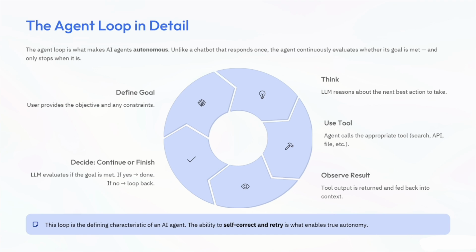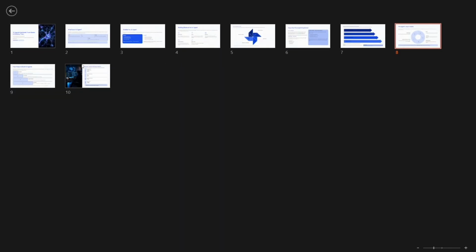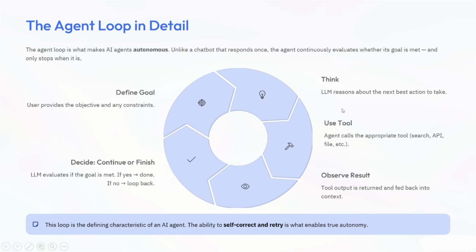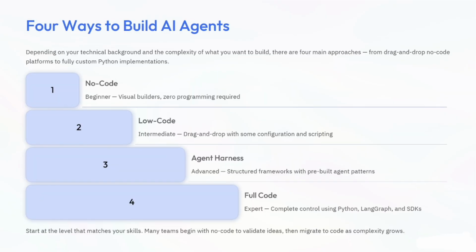So this is the whole process. You can completely observe this thing. Think, use tools, observe results, define goals, decide, continue or finish. And this loop is the defining characteristic of an AI agent. So the ability to self-control and retry is what enables true autonomy.